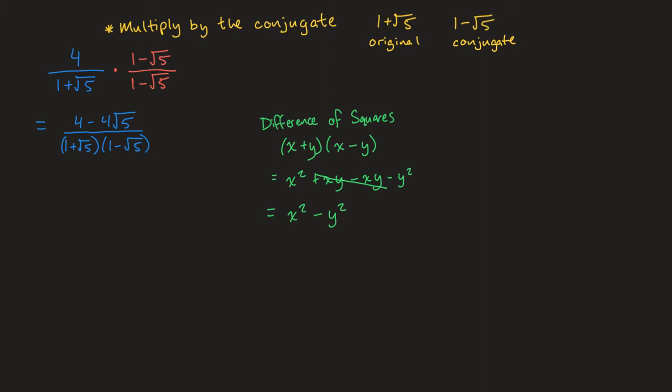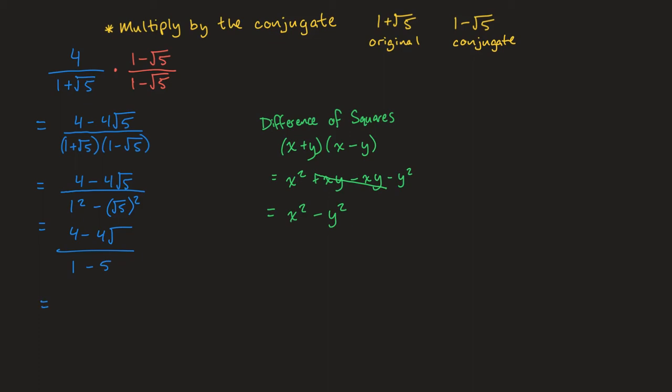So looking at our original question, we have 1 plus the square root of 5 times 1 minus the square root of 5. This is definitely the factored form of a difference of squares. So we can expand that denominator real quick. It's just going to be 1 squared minus the square root of 5 squared. Okay, and to simplify that, our numerator is going to stay the same here for now, and our denominator just becomes 1 minus 5.